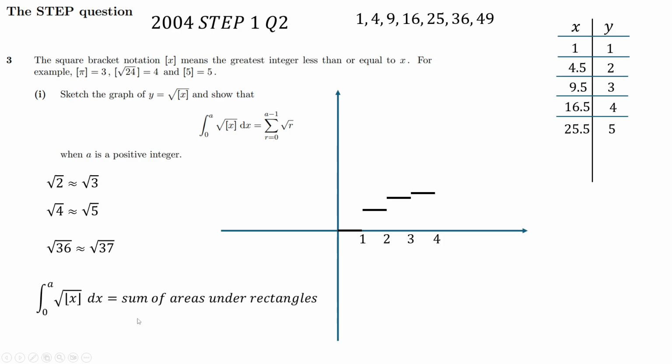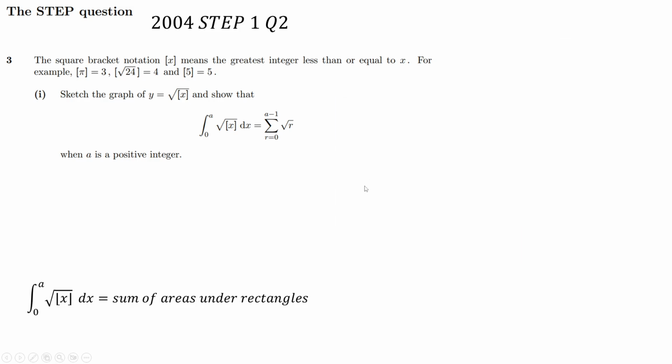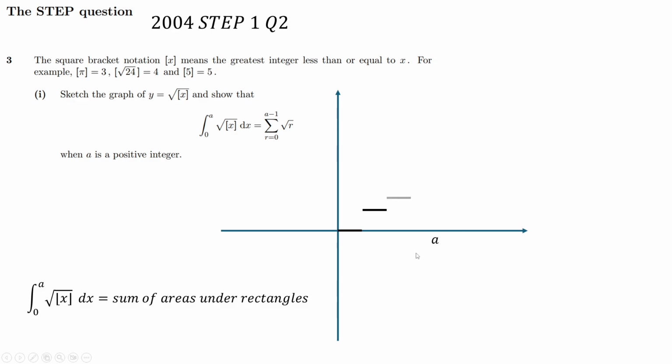This here is just the sum of the areas under the rectangles. So this plus this plus that plus that, and it goes on. Now if we try and generalize this, because I just did it from 0 to 4, right? What have I done here? Okay, so I've just written it like this.